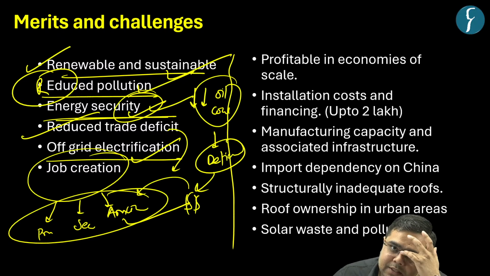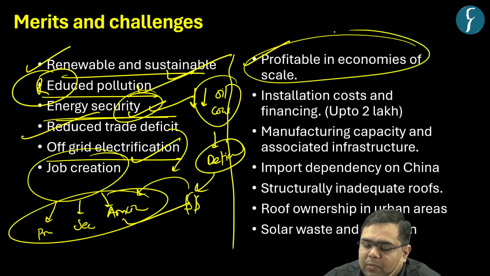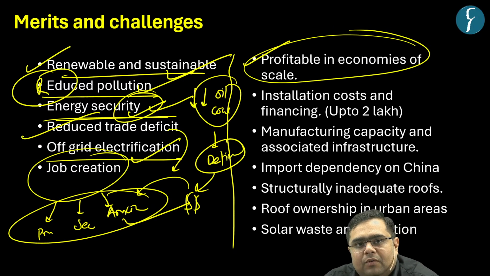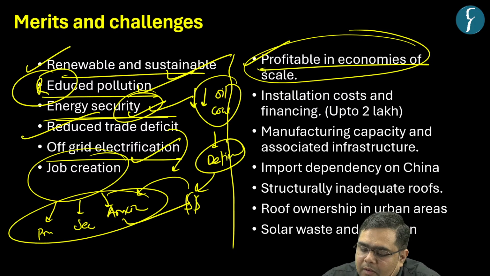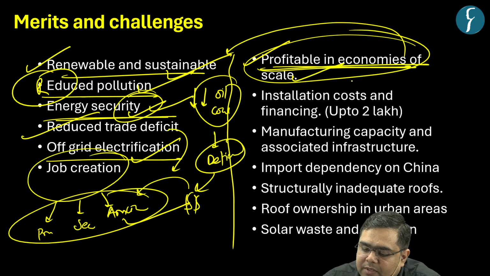So what are the challenges in the implementation? Solar projects are profitable only at the economies of scale level. This scheme would obviously lead to natural production and manufacturing of solar panels in India. So unless a company receives a substantial number of orders and economy of scale can be replicated, these projects would not be profitable.